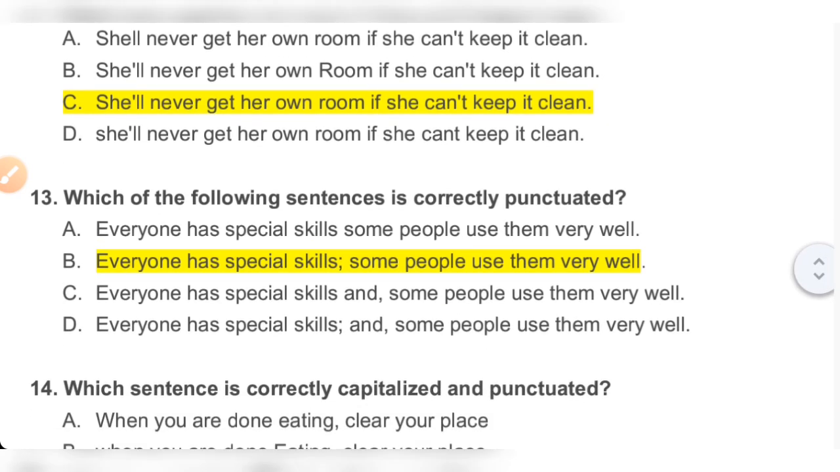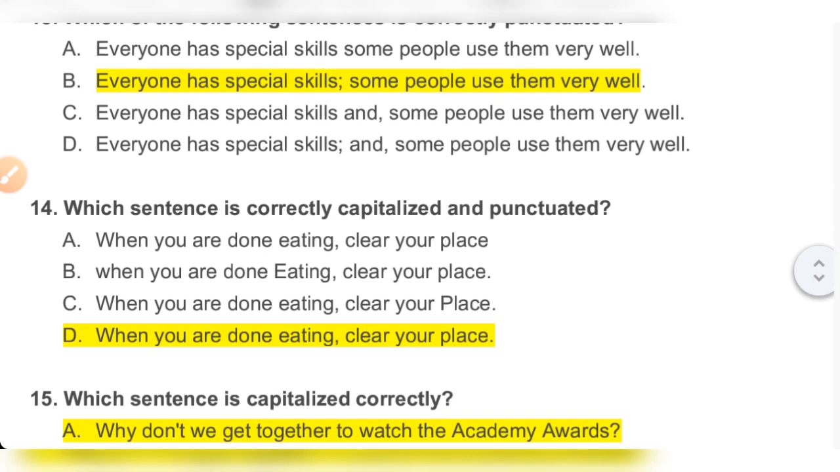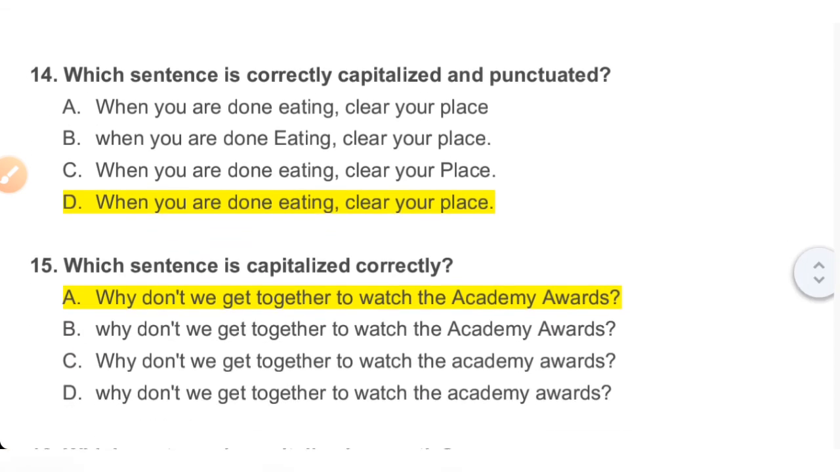13th question, which of the following sentences is correctly punctuated? There are four different options and option B, everyone has special skills. Some people use them very well. This is the correct option. The 14th question, which sentence is correctly capitalized and punctuated? There are four different options and option D, when we are done eating, clear your place.